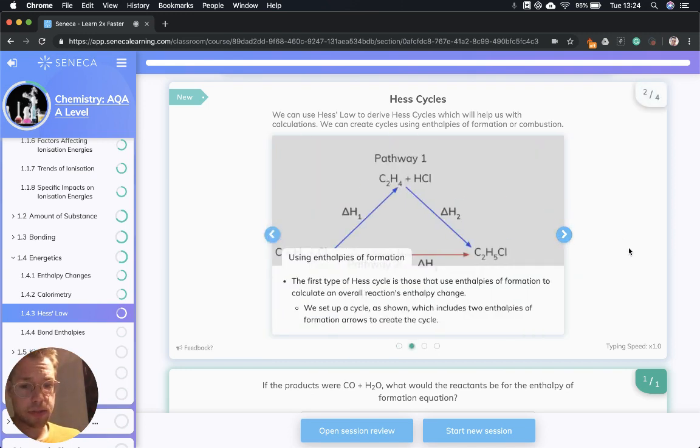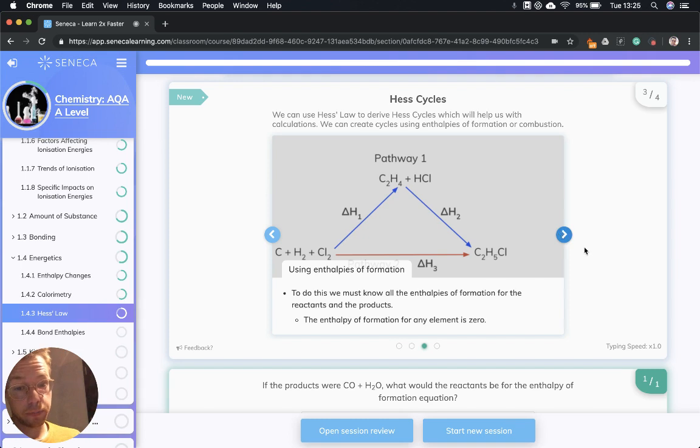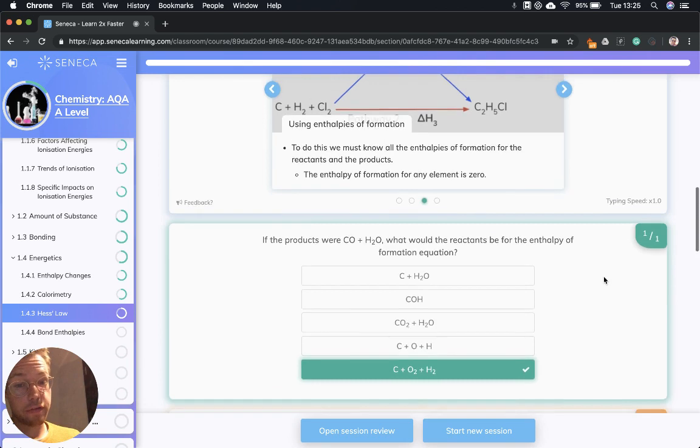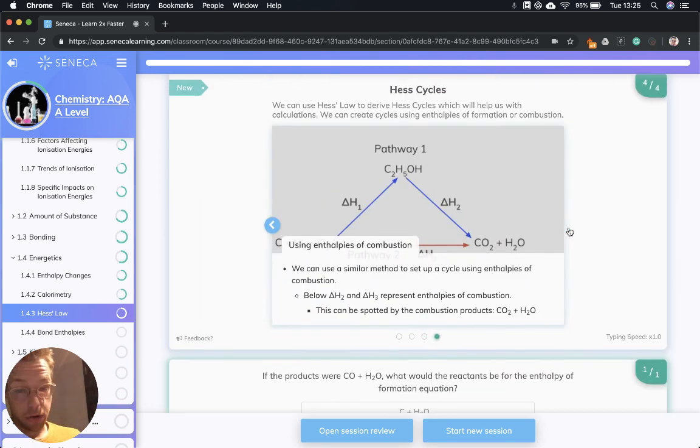So the first type of Hess's cycle is those that use enthalpy changes of formation to calculate the overall reaction's enthalpy change. We can set up a cycle with two enthalpy changes of formation to complete the cycle. And to do this, we need to know all of the enthalpy changes of formation for the reactants and products. And at this point, it's good to remember that the enthalpy change of formation for any element is 0.